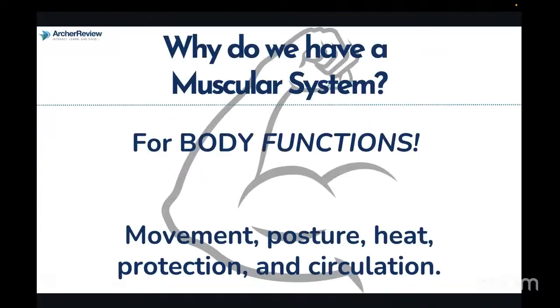So why do we have a muscular system? Essentially for body functions, and the list is numerous. So we have a muscular system to help us with movement, posture, generating heat, surface protection, and of course, circulation.